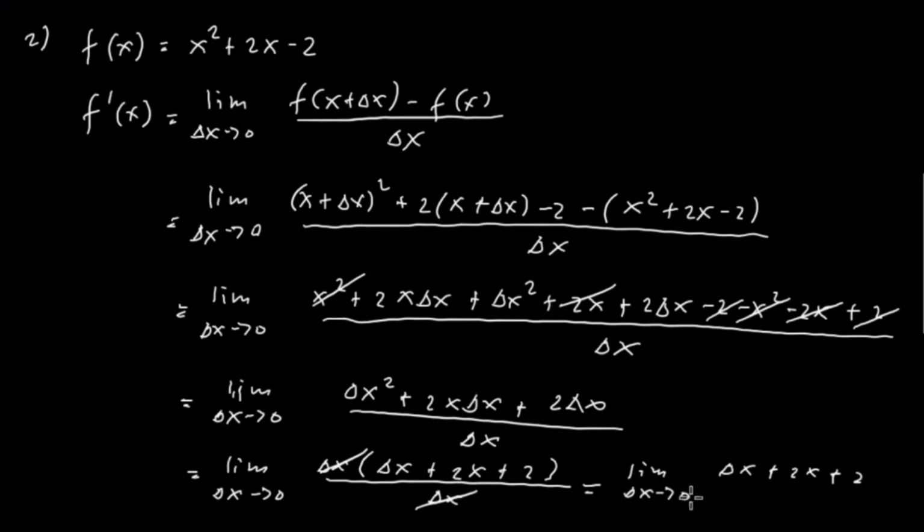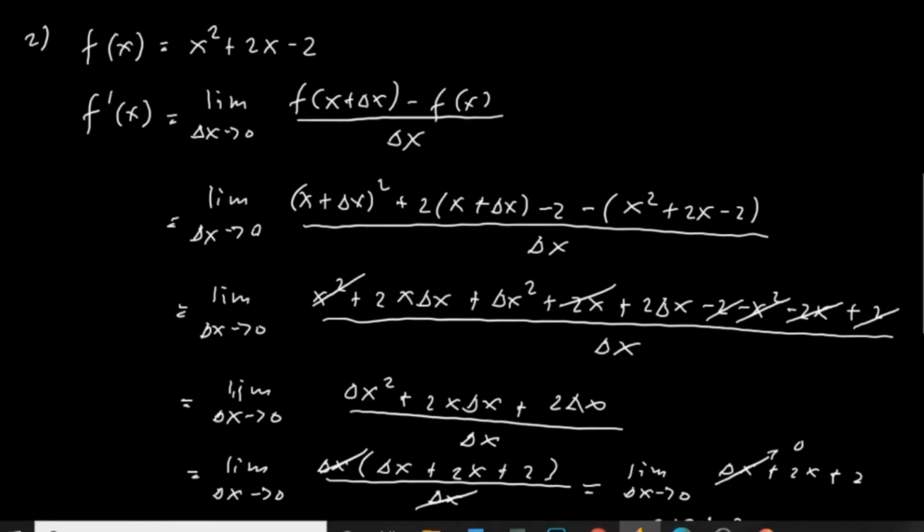If we change delta x to 0, therefore the limit, or the derivative of the function, is equivalent to 2x plus 2. So this is the final answer for example number 2. Example number 3.